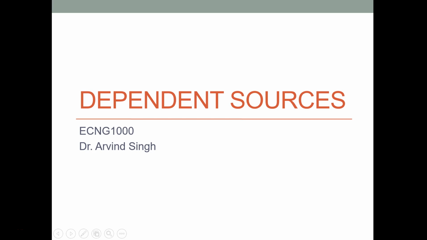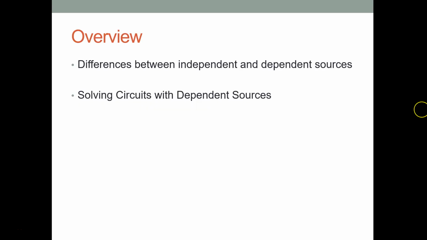Hello everyone. So today we're going to talk about dependent sources, and we'll be looking at the differences between the independent and dependent sources, independent sources being the type of sources we've seen already in our simple circuits, and now the dependent sources, and these are the ones that you'll see the little diamond shapes, and we're going to look at then solving circuits when we have some dependent sources in them.